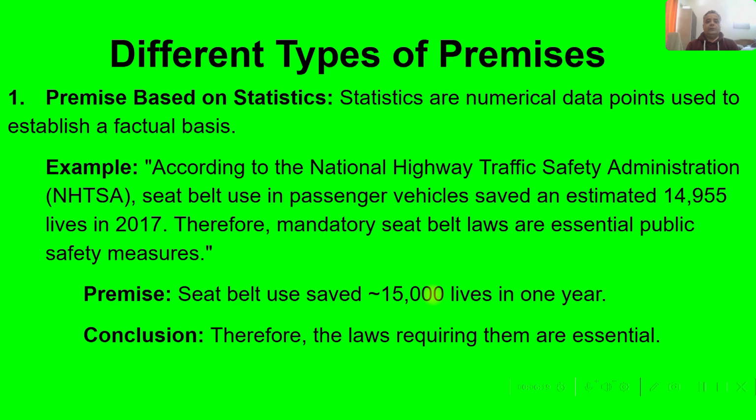Example: according to the National Highway Traffic Safety Administration, seatbelt use in passenger vehicles saved an estimated 14,955 lives in 2017. Therefore, mandatory seatbelt laws are essential public safety measures. Premise: seatbelt use saved approximately 15,000 lives in one year. Conclusion: therefore, the laws requiring them are essential.